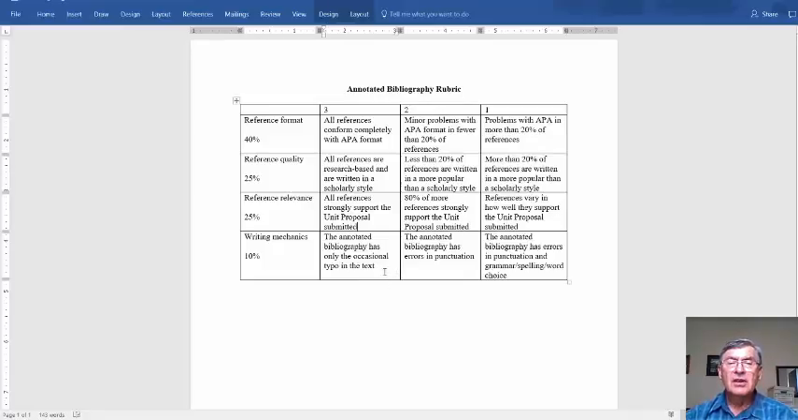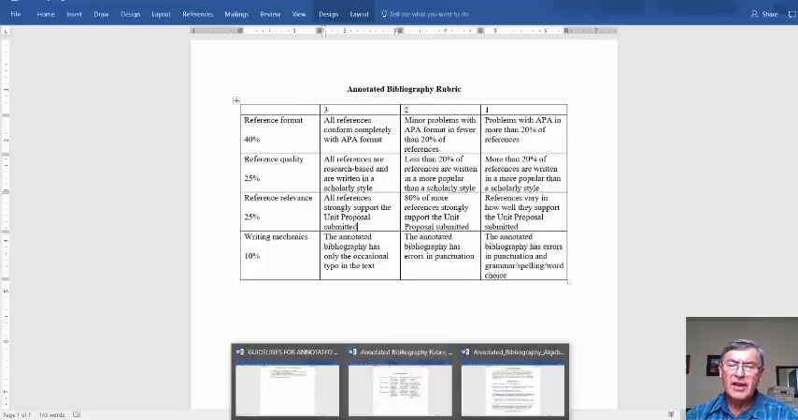Writing mechanics, 10% of the grade. So if you just have terrible grammar and punctuation and so forth, you won't get very many of those 10 points. Hopefully you all get all 10 points. Go to the Writing Center if you have time, or get a friend to help you if grammar is one of your weak areas. Okay, so go ahead and review this before you do it, and after you do it, make sure you've covered everything here and the instructions.